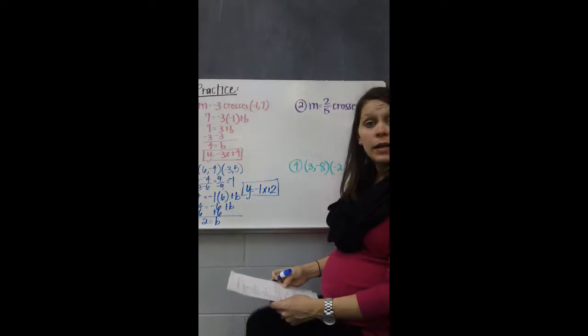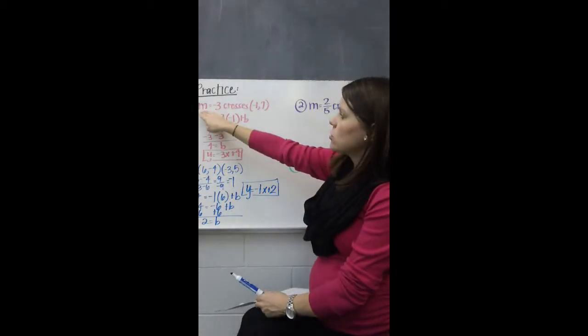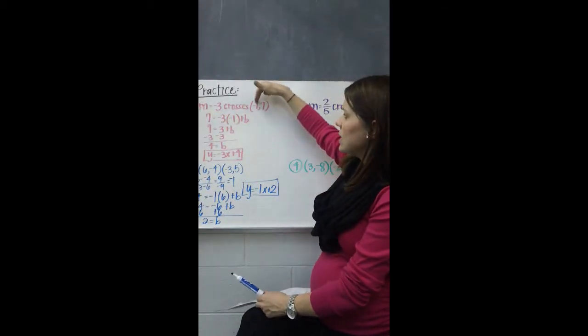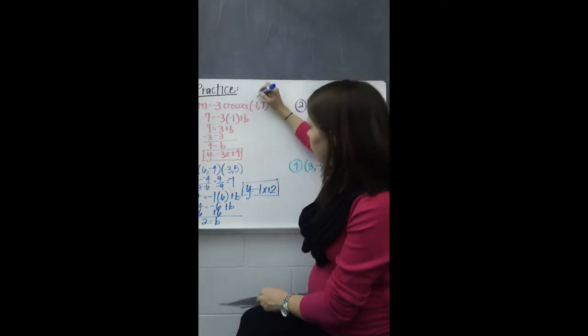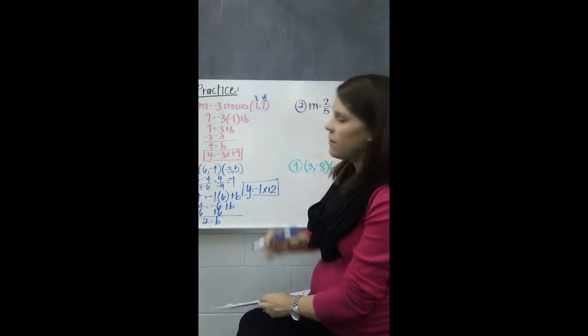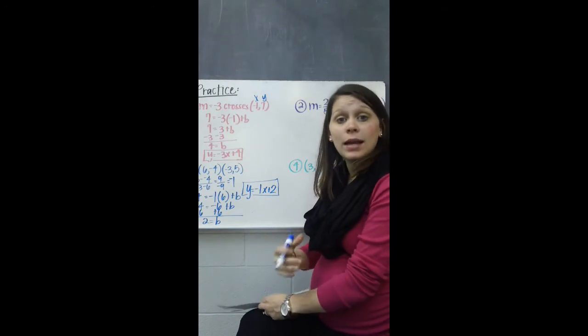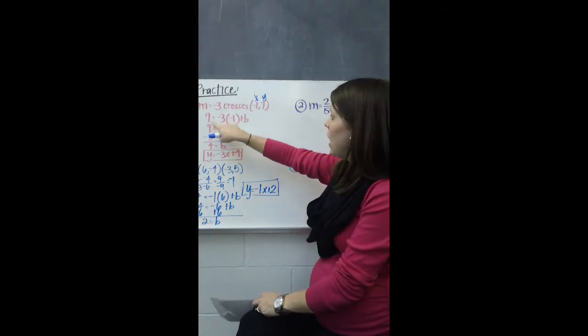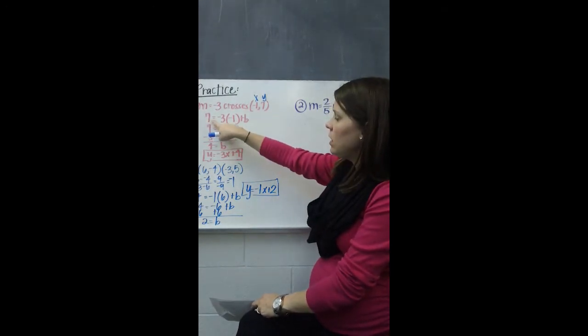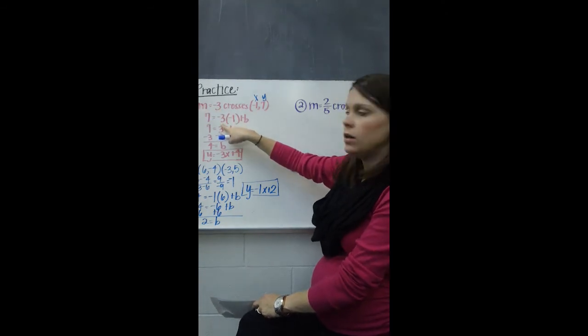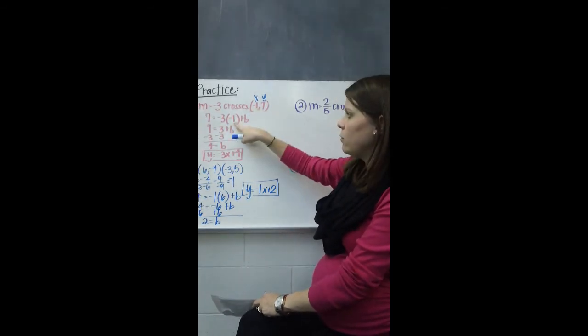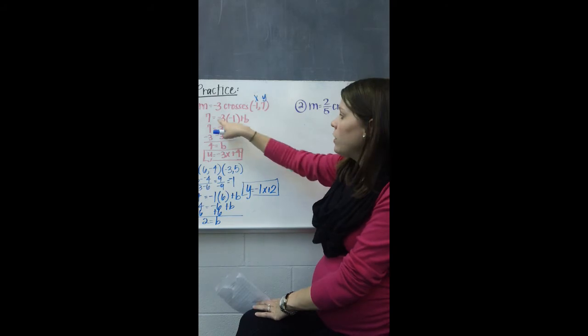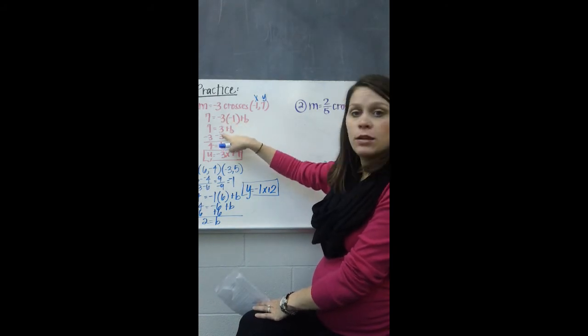All right, so let's look at some examples. Here we have our slope is -3 and it crosses at (-1, 7). I know -1 is my x value and 7 is my y value. I'm going to plug it into slope-intercept form. So I have y is 7 equals m, -3, times the x, -1, and we don't know b. -3 times -1 is a +3.